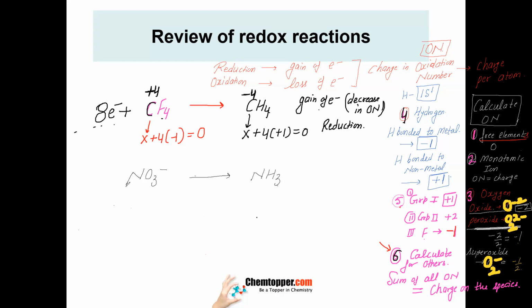Okay, work out the oxidation number of nitrogen. Ashita, what's the oxidation number of nitrogen here? Oxygen you can check from rule number 3. It is oxide, otherwise it will be mentioned. Sanjana is saying it is plus 5. Is she right, children? Check.